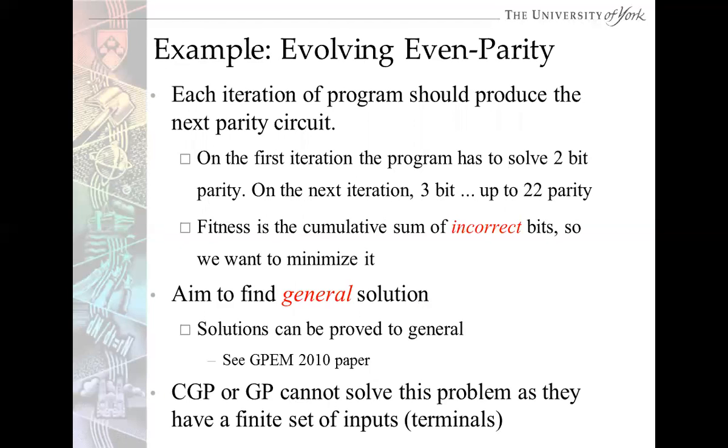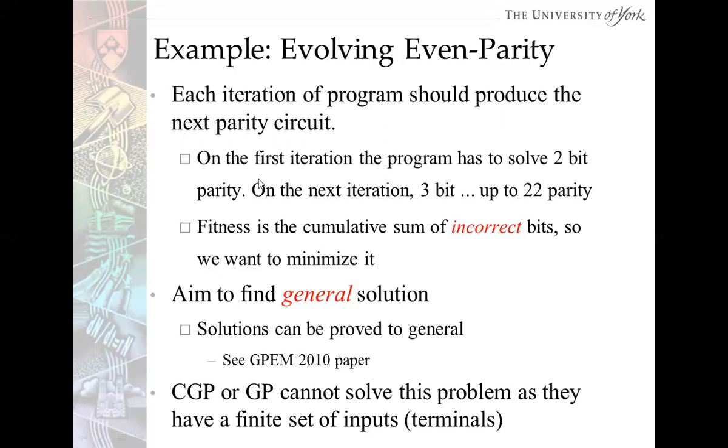Okay, so we've talked a lot about how SMCGP works. Let's look at an example of it operating and solving a problem. Here, the problem we're trying to solve is even parity. I don't mean a particular even parity, I mean all even parity. So we're aiming to find a solution that can produce all parities just by iteration. So that's a general solution.